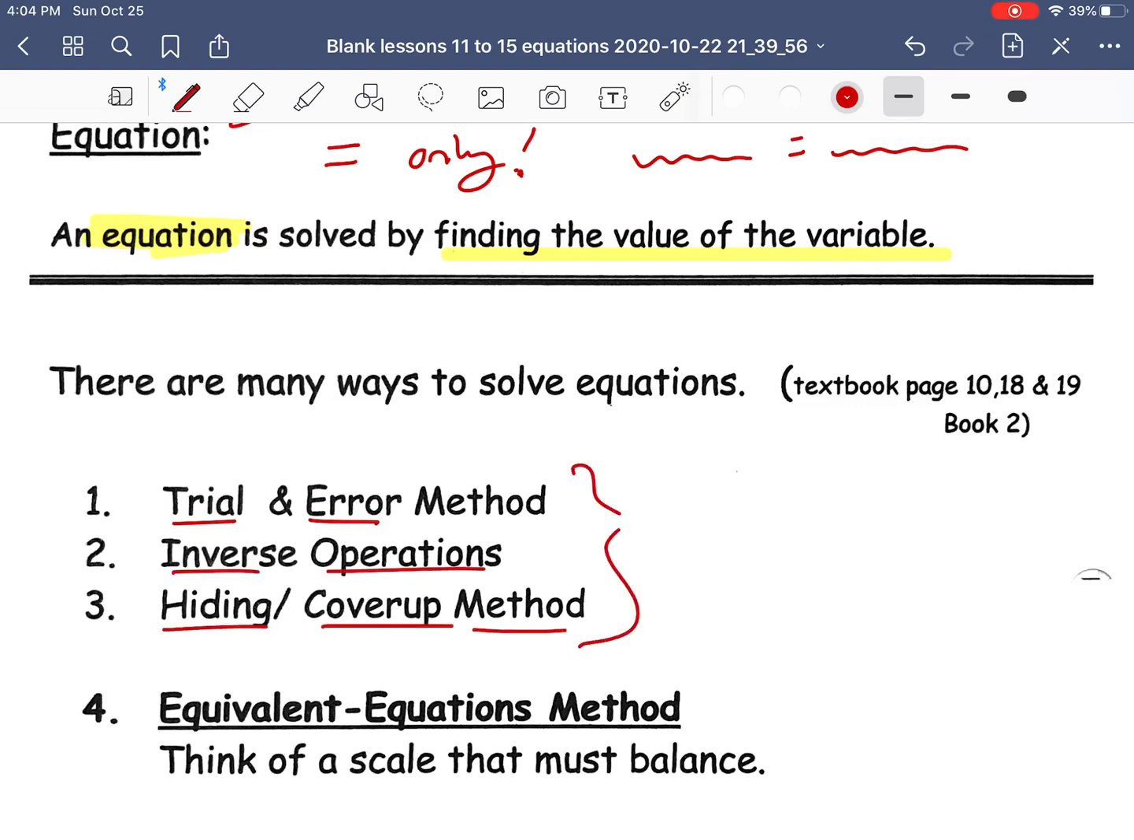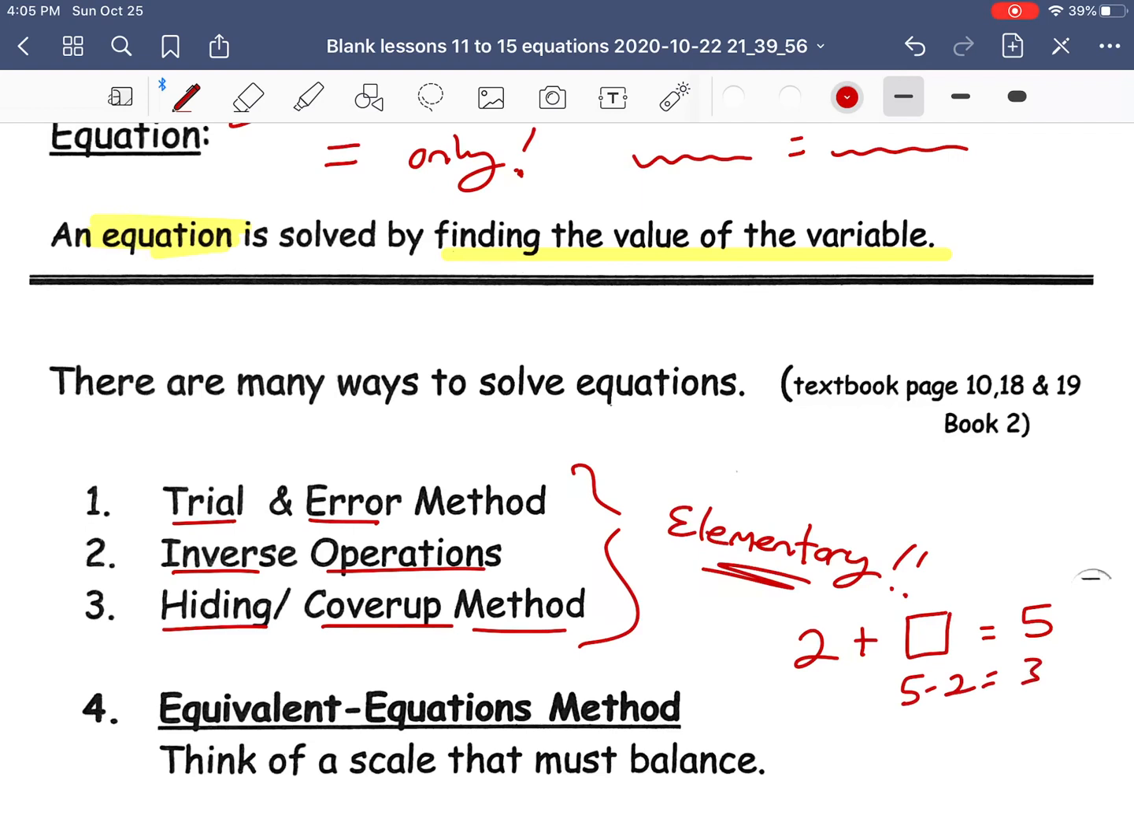This is definitely elementary school. You've done all kinds of stuff like this already to lead into your algebra skills and your equation skills. So as basic as 2 plus something is equal to, let's say, 5. You'd either use inverse operations, so you would say 5 minus 2 is equal to 3, or you would count, maybe 2 plus another 1 plus another 1 plus another 1, trial and error until you get the number 5.